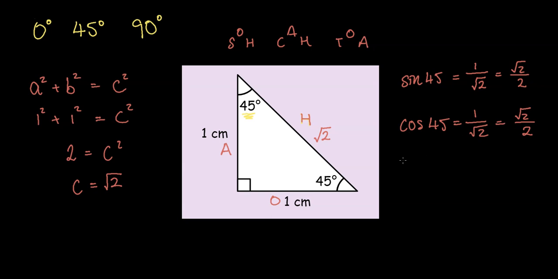Now let's have a look at tan. So again, I'm dealing with this top angle. So my opposite over my adjacent is 1 over 1. And that, of course, equals 1. So tan 45 is an easy one to remember. That's 1. Cos 45 and sine 45 give us the same value, root 2 over 2, or you can remember it as 1 over root 2.